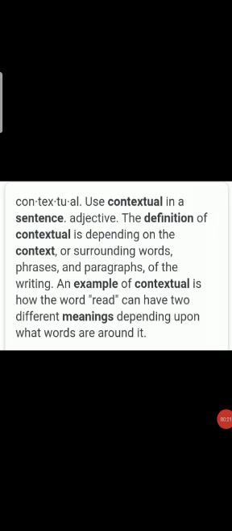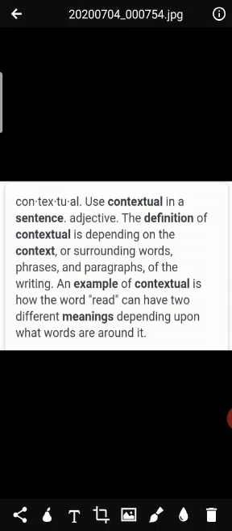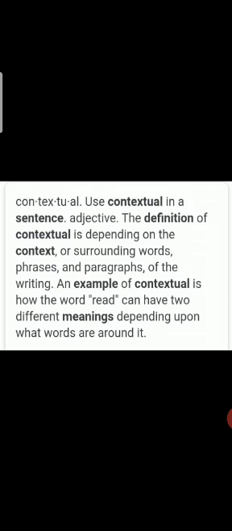Contextual, used in a sentence, adjective. The definition of contextual is depending on the context or surrounding words, phrases, and paragraphs of the writing. An example of contextual is how the word read can have two different meanings depending upon what words are around it.